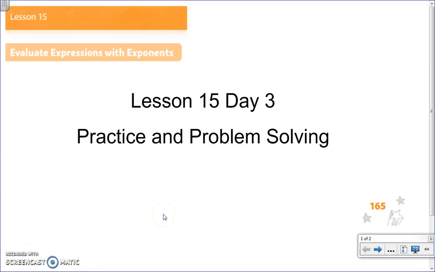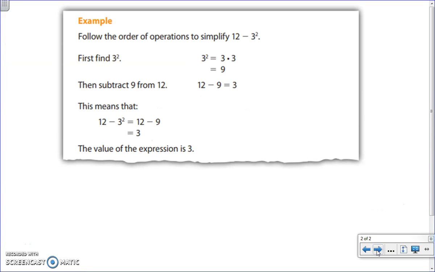Alright, this is Mr. Gillum, and today we're going to be looking at an example from your Practice and Problem Solving book on page 165. It says, follow the order of operations to simplify 12 minus 3 squared.